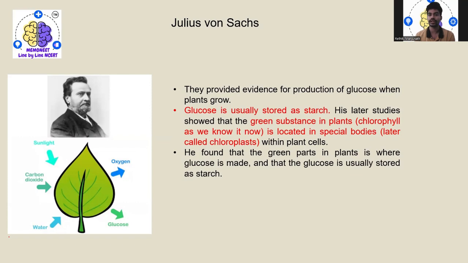Then Julius Sachs also performed an experiment. They provided evidence for the production of glucose when plants grow. So glucose is usually stored as what? Starch. Hence, later study shows that the green substance in the plant, which we call chlorophyll, is located in specific bodies called chloroplasts within the plant cell. So he found that the green parts of the plant are where the glucose is made, and that the glucose is stored as starch.